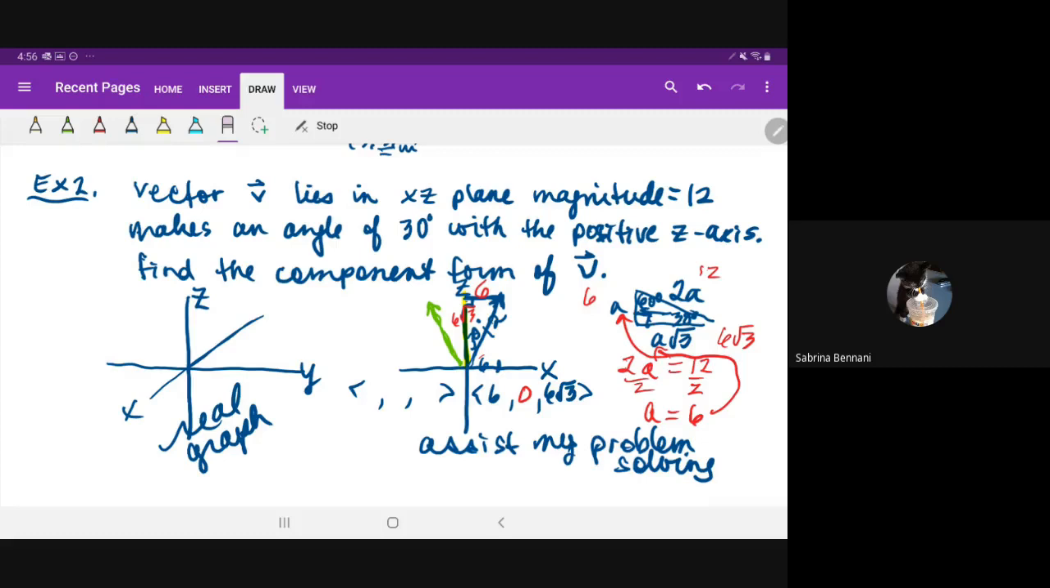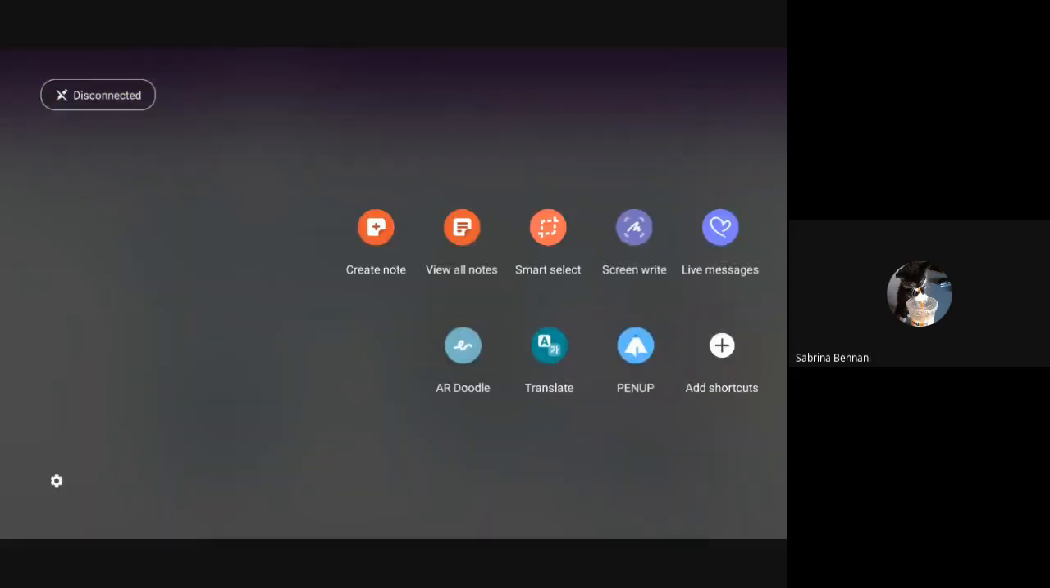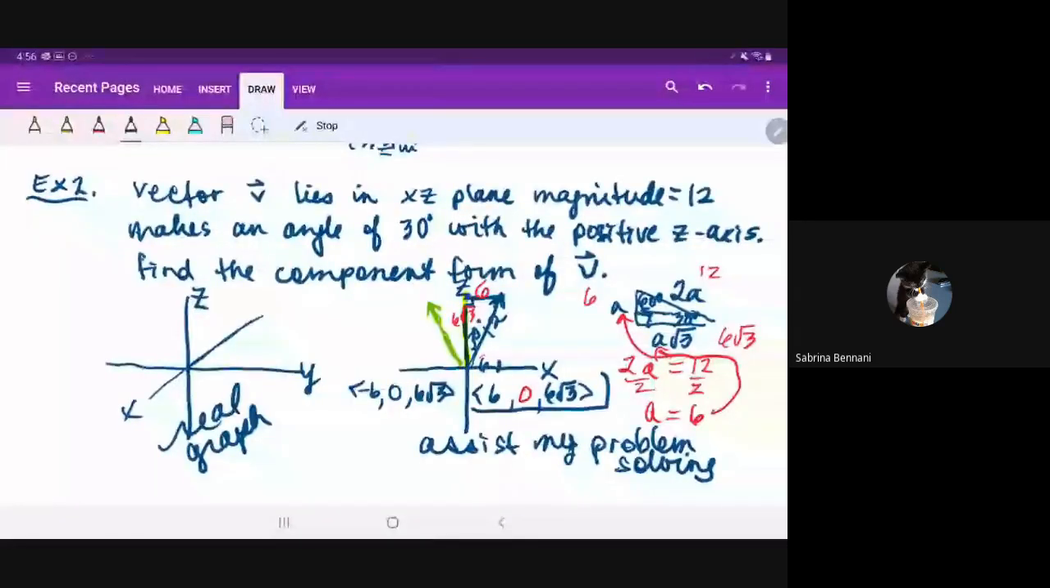And then technically, I feel like there's another answer. I don't know if the book will say there's another answer, but I feel like there is because the positive Z-axis could be on the left. So is that -6, 0, 6 rad 3? Oops. So probably the book has this answer, but I think they both work. So I would say or.